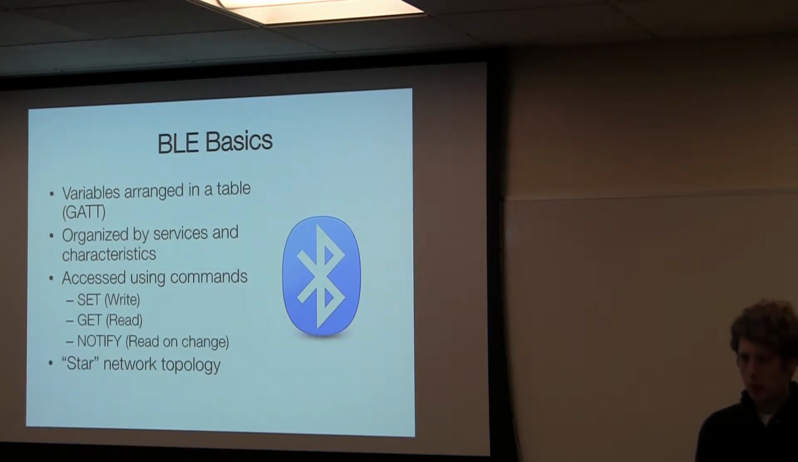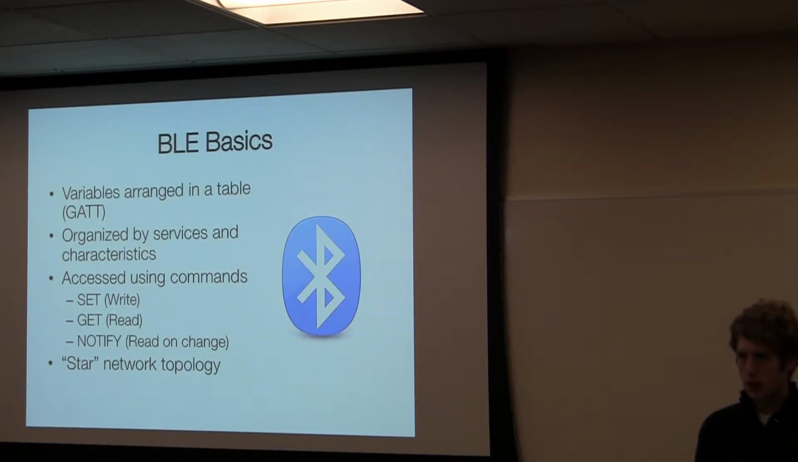As for how Bluetooth Low Energy works, the most important things that we care about for this project is that a device makes variables available in a table called a GATT table in a standard way that's interoperable between anything that supports Bluetooth Low Energy. These variables are organized in services and characteristics by their purpose and function. You have three commands to read and write: you can read the data, you can write the data, or you can be registered to be notified whenever the data changes, so you don't have to poll it to find out when something's changed.